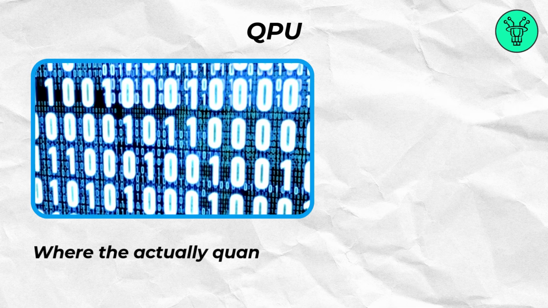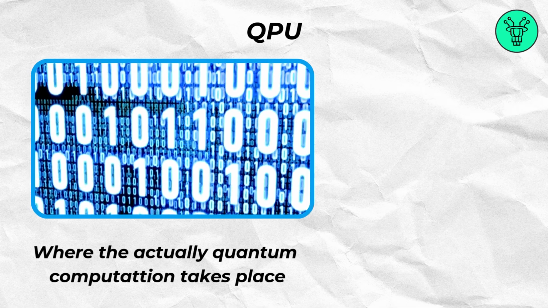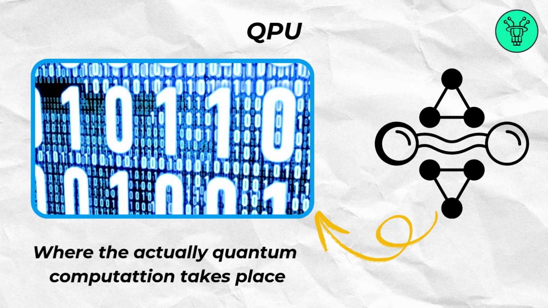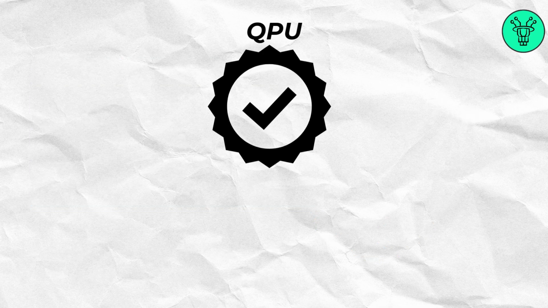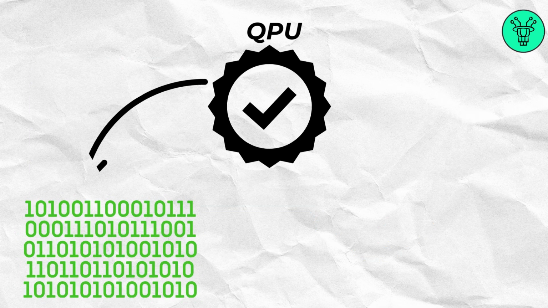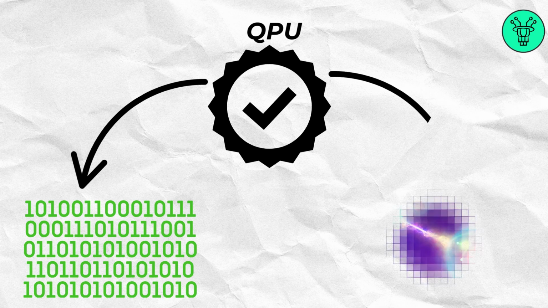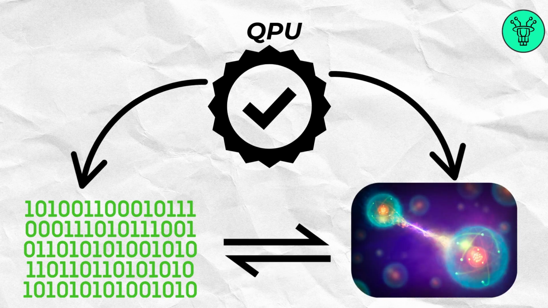It's where the actual quantum computations, the application of quantum gates to qubits, take place. The quality of the QPU, including the number of qubits and their coherence times, how long they can maintain their quantum state, is a major factor in a quantum computer's power.